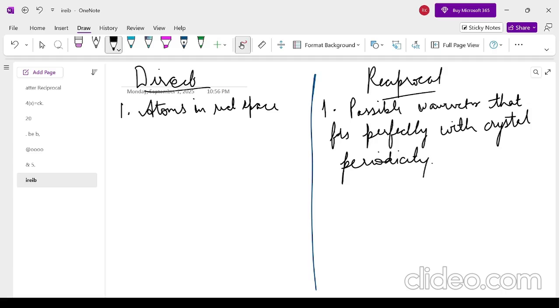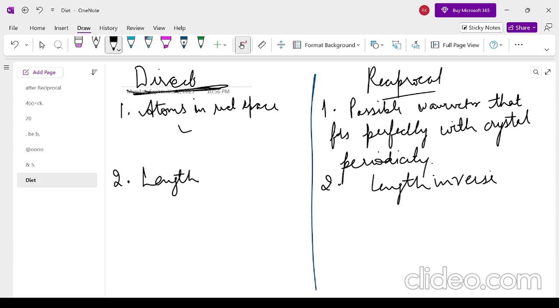Another difference: the direct lattice is a real lattice, and this is an imaginary lattice. This is not a real lattice, but the direct lattice we have. Then the second difference is the dimension. The dimension here is length, but here the dimension is inverse length. This tells us the position of the atoms, but this tells us the diffraction pattern.